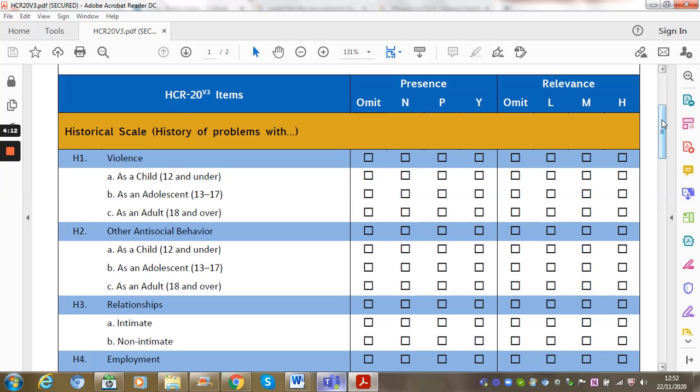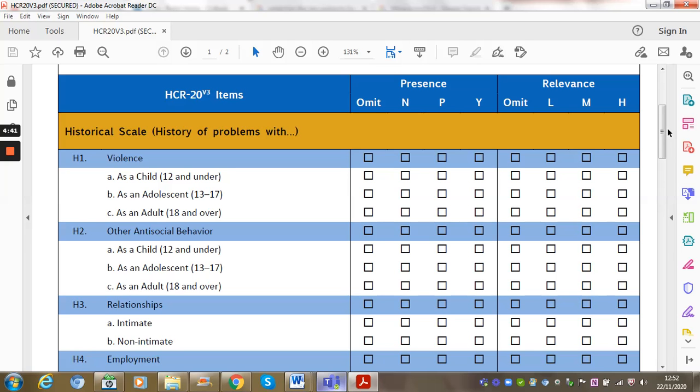H1, violence. So is there a record of them being violent as a child, as an adolescent, as an adult? Now, pretty much all of them are probably going to have a violent record as an adult, but it's the child and adolescent one you're going to have to dig out in a bit more detail. Again, books, journal articles, websites about them, and so forth. And again, do you consider the level of violence displayed to be of low, medium or high significance?